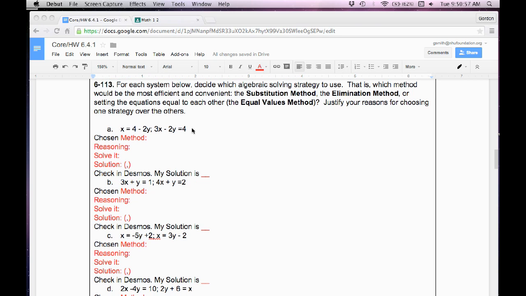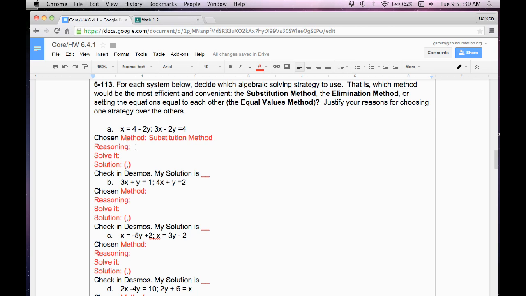Okay, our first one says x equals 4 minus 2y, which is essentially slope-intercept because there's one variable isolated, and it doesn't have to be y. And then 3x minus 2y equals 4, so that's more standard because it's ax plus by equals c. So because x is alone, we know we can plug it in right there. So plugging in would be known as substitution method.